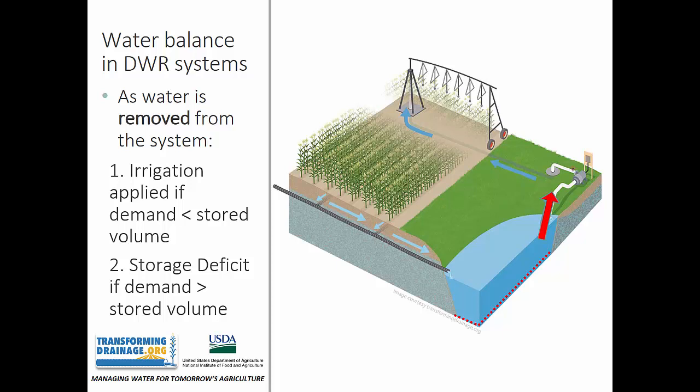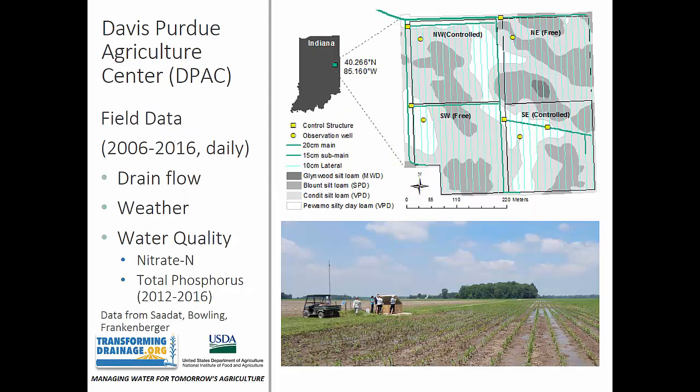So now that we've defined both the capture and irrigation relationships of the drainage water recycling system, we look to apply this tool. We applied this tool to a drainage research site located at the Davis-Perdue Agricultural Center in East Central Indiana. This site hosts research plots evaluating free drainage and controlled drainage systems, and colleagues have utilized measured values to develop continuous daily data sets for drain flow, various weather data, and water quality concentration data.